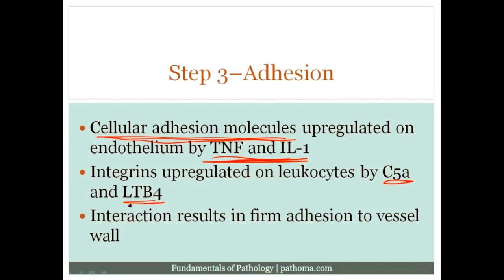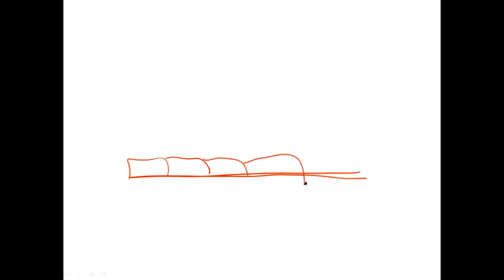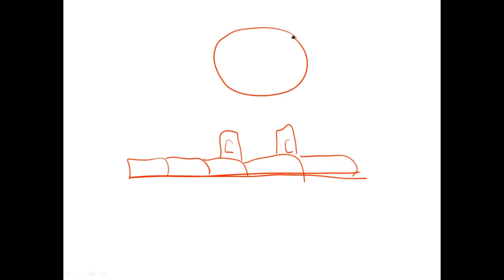I'm going to draw this for you because, again, it's very high yield. So let me erase this and give you a blank screen. This is the vessel wall, and the vessel wall is lined by endothelium, as you're well aware, and this endothelium is going to express something called a cellular adhesion molecule. So let's make this the cellular adhesion molecule, and this is the leukocyte, the neutrophil that we're trying to draw in, and the neutrophil is going to express integrins, and the integrins are going to bind the cellular adhesion molecule. This is then going to result in a firm adhesion of the neutrophil to the blood vessel wall.